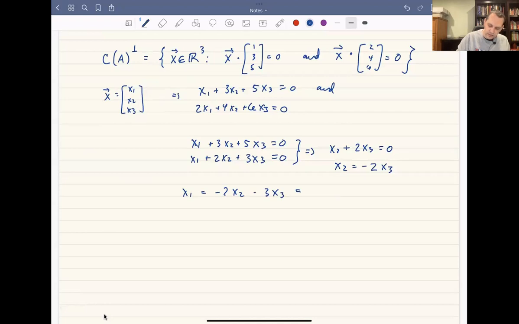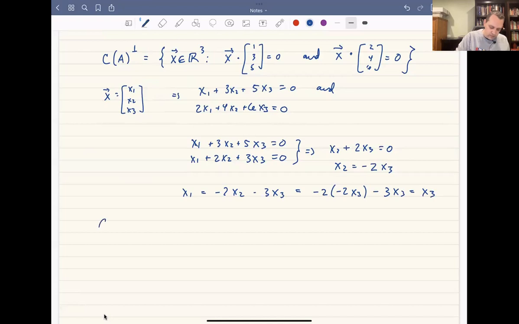And that's going to be, let's see, negative 2 times x2, so negative 2x3, and I'm just subtracting 3x3. So this is going to be x3. So x1 and x3 are the same. And x2 is going to be negative 2x3.